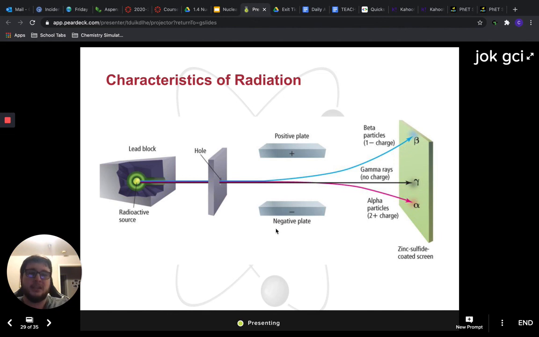Whereas a negative plate attracts the positive alpha particles, and you can see it curves downwards towards the bottom. But gamma rays, look, they have no charge. They are not deflected by anything. They just continue onto their path. They are extremely, extremely focused. Nothing can get them off of their path.